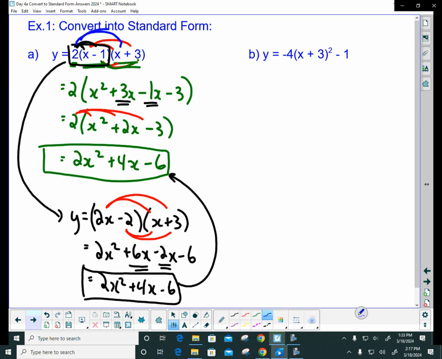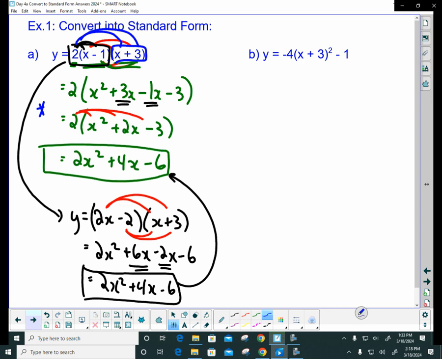You could even multiply the 2 times the x plus 3 if you wanted, and then multiply that answer by x minus 1. But I think I'm going to do this one where I multiply the factored parts and then rainbow in the a value later. So let's try this second example.